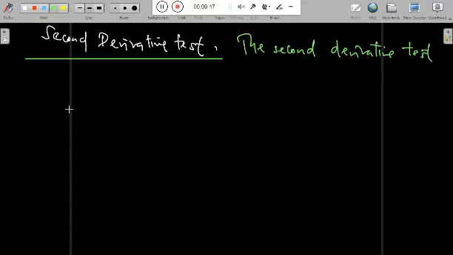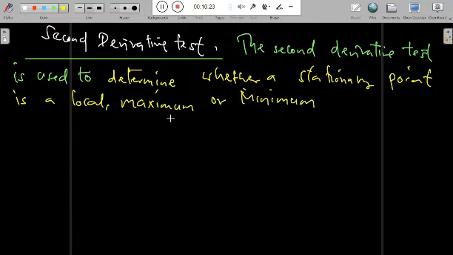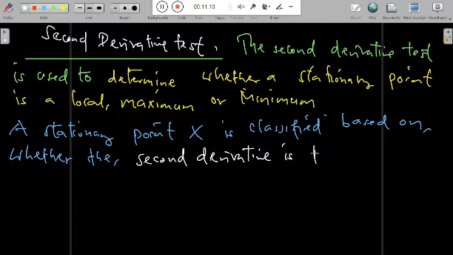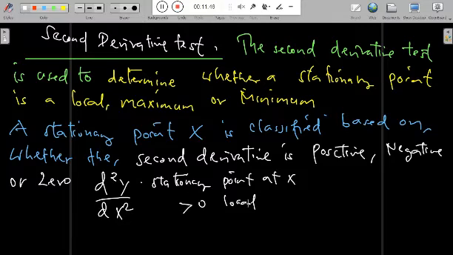Let's come to the concept of the second derivative test. What is the second derivative test about? The second derivative test is used to determine whether a stationary point is a local maximum or minimum. A stationary point x is classified based on whether the second derivative is positive, negative or 0. Under the second derivative test, we evaluate the second order derivative d squared y over dx squared at the stationary point of x.